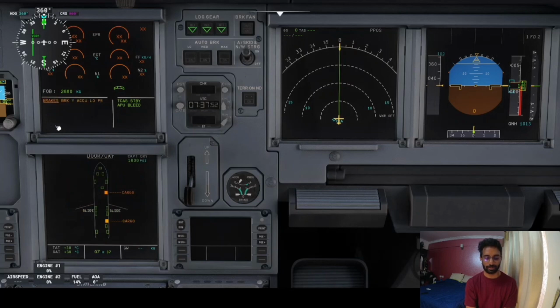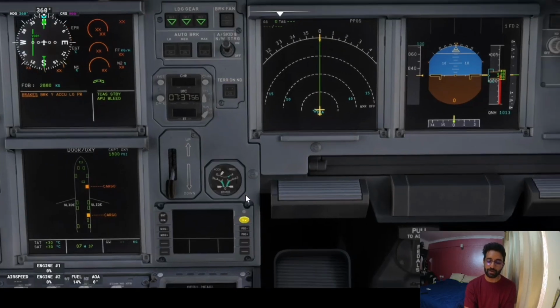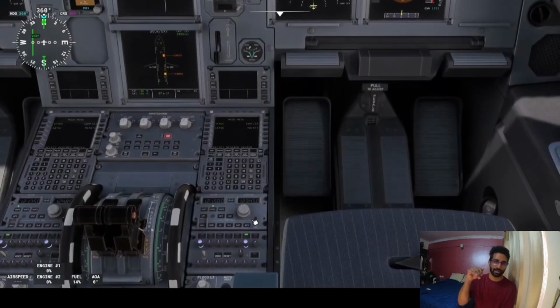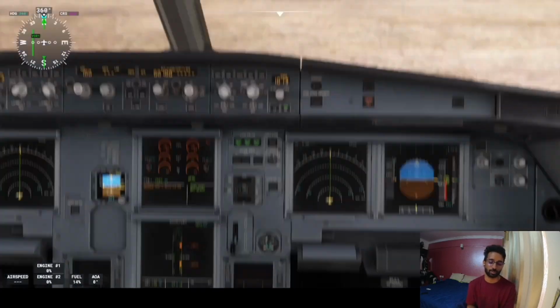See, now it's saying brake yellow, accumulator low pressure. Why? Because the accumulator has used up all. Now it needs some system to pressurize it back again. It has lost all its pressure. The wheels are 0. So now even if you put the parking brakes on, the aircraft on a slope will roll. There is no pressure holding.